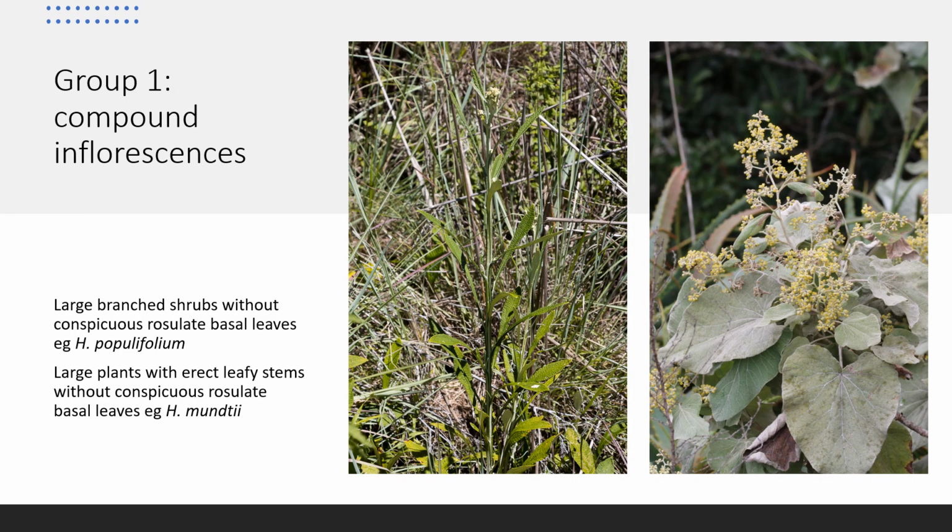The last subgroup of the compound inflorescences are the large shrubs, generally over 1 meter tall. On the left we have Helichrysum mundtii, which has one erect leafy stem without basal leaves in a rosette. The leaves are long and narrow, but at the base of each leaf they run down onto the stem in wings, which makes the plant very recognizable. On the right, we have a woody shrub, Helichrysum populifolium, recognizable by its large grey leaves, tiny flower heads, but with a strong honey scent after a hot day, which is very pleasant.